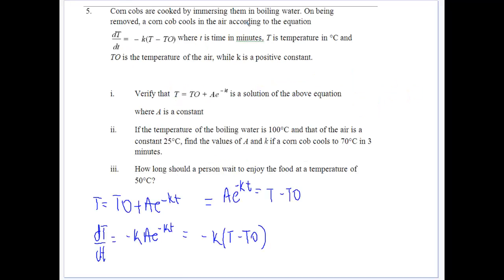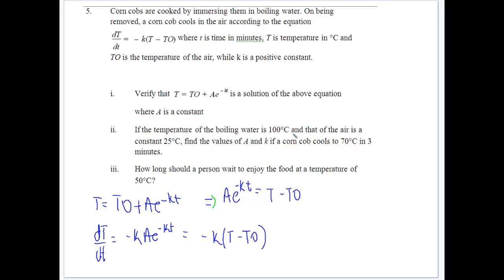This time we've got corn cobs cooked by immersing in boiling water. And again, we're back to this function, minus k, T minus T0. So verify that T0 plus Ae to the minus kt is a solution. We take that expression again, so that T equals this expression, so we can get that Ae to the minus kt is T minus T0. We do our derivative, and we get that it is equal to minus k times T minus T0, so we're able to get that expression there.